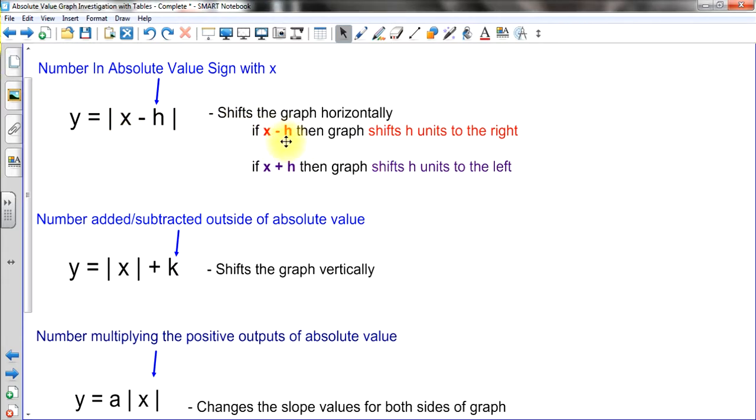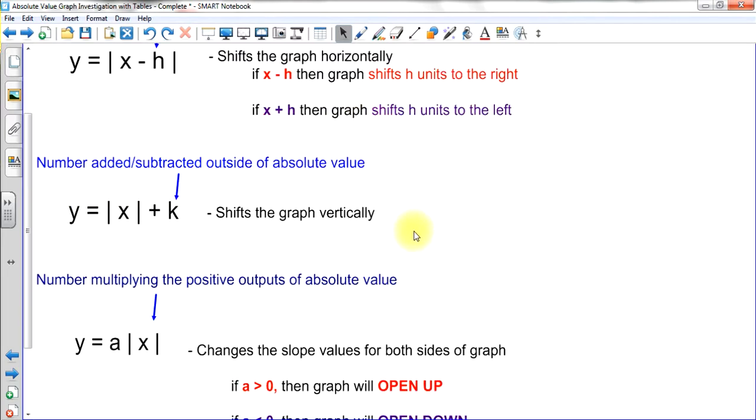If you have an x minus some number h, it's going to shift that graph h units to the right. So you see a minus, it's going to shift the graph that many units, this h number, whatever it happens to be, units to the right. If you have a plus, it's like subtracting a negative. So when you see a plus here, we're going to actually shift the graph h units to the left. So when you see a plus, the graph shifts to the left. It kind of is backwards of what I normally think. So I just have to think that when I shift the graph horizontally, when I see a number in the absolute value, it's kind of opposite of what you normally would do.